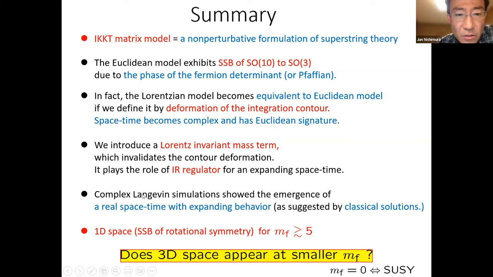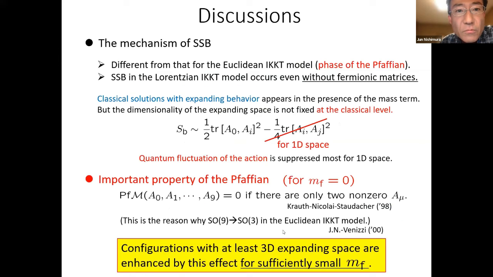And our complex Langevin simulations show the emergence of a real space-time with expanding behavior as suggested by classical solutions. However, we get a one-dimensional space, at least for MF larger than 5. So the real question is whether 3D space appears at smaller MF, because MF equals 0 is really the supersymmetric point that we have to reach. Now, this is my final slide.